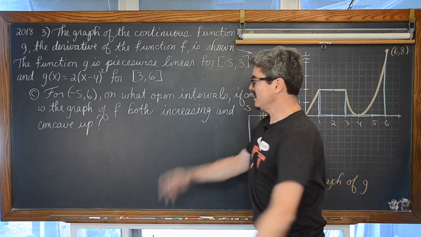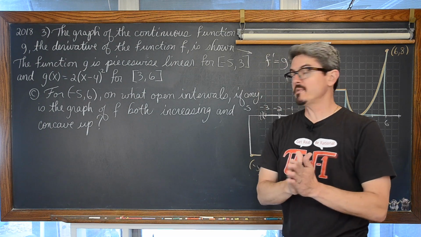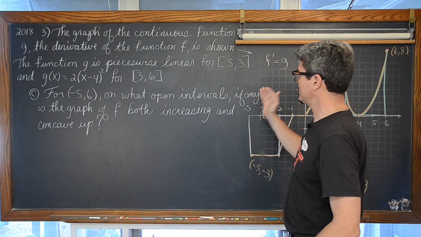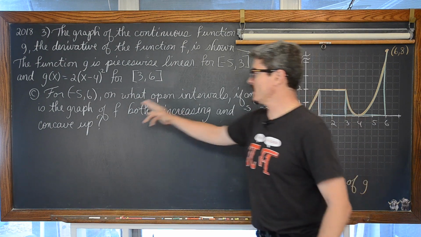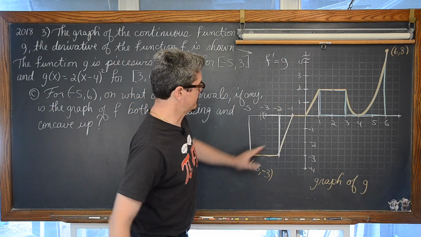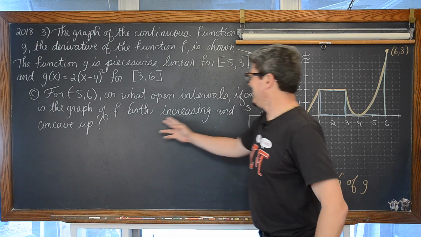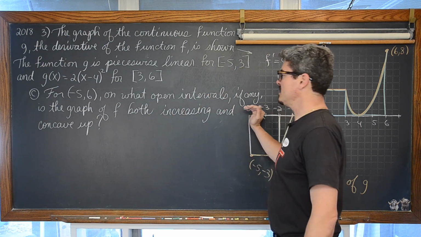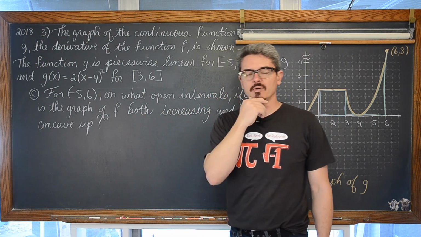Now for part C. For the open interval from -5 to 6, on what open intervals, if any, is the graph of f, which by the way we do not see, remember this is the graph of g, the derivative, which has now been scribbled all over, where is f both increasing and concave up?